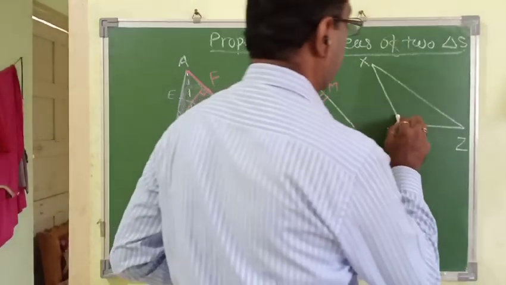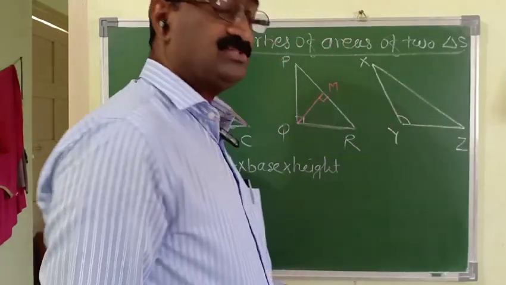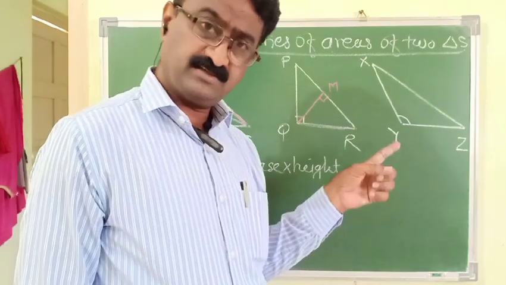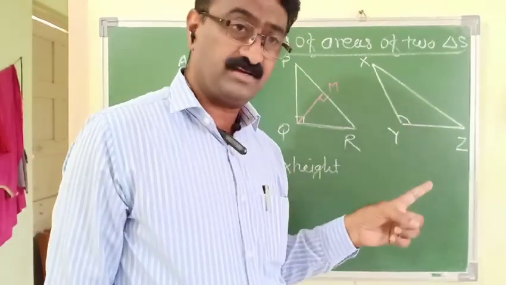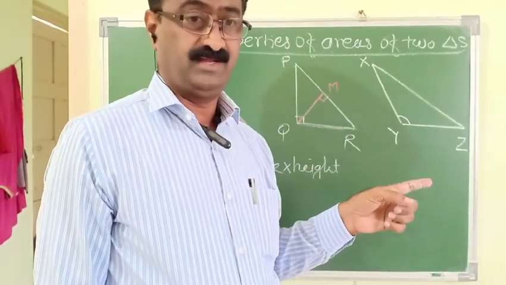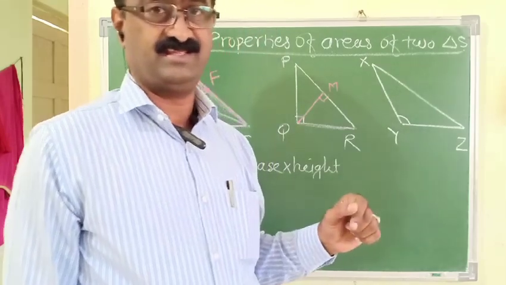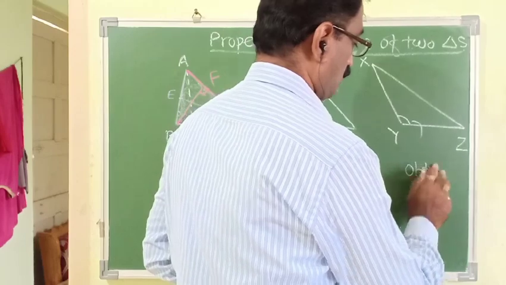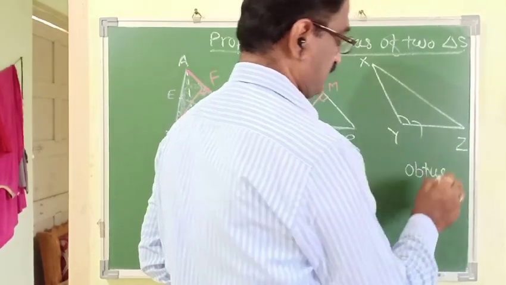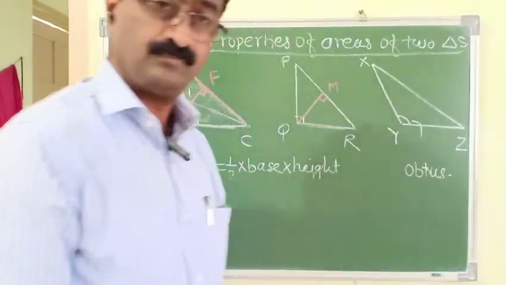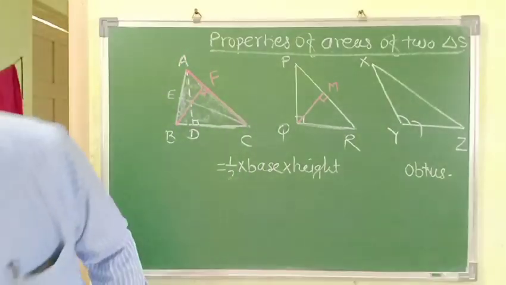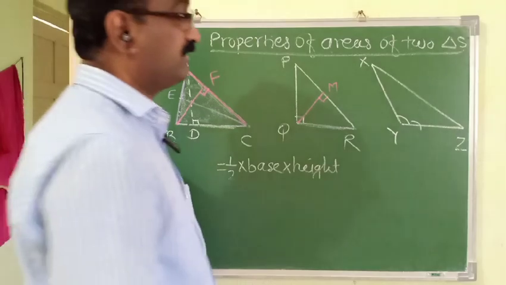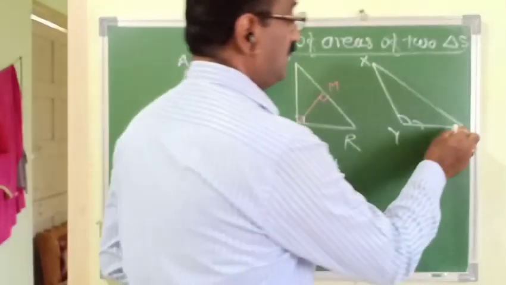Now see this triangle, triangle XYZ. This angle, is its measure greater than 180 degrees? No. It is greater than 90 degrees. That means this angle is which type of angle? Obtuse angle. So in this obtuse angle triangle, how can we calculate the height?